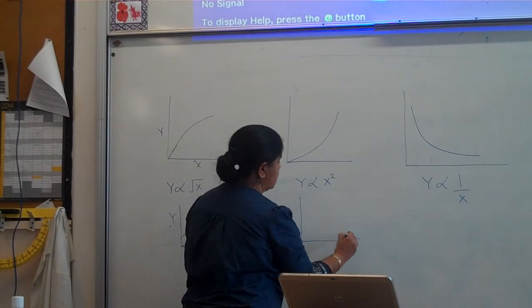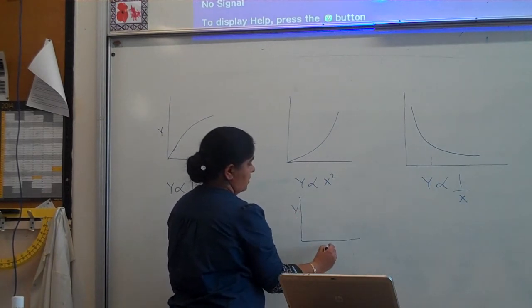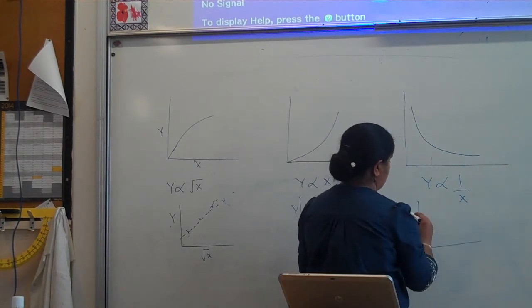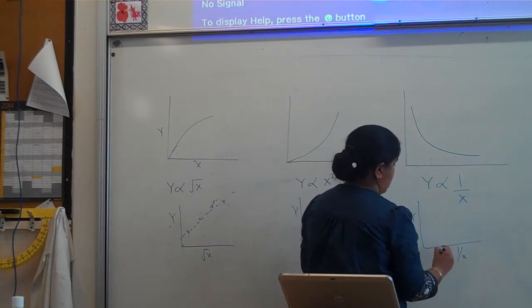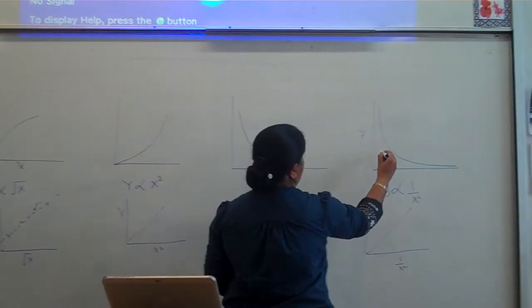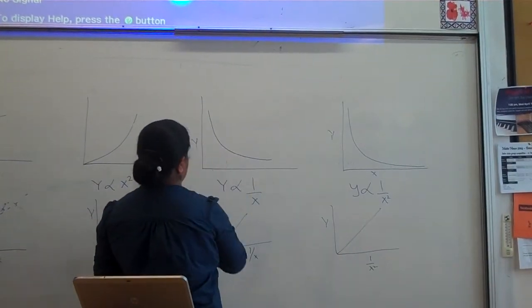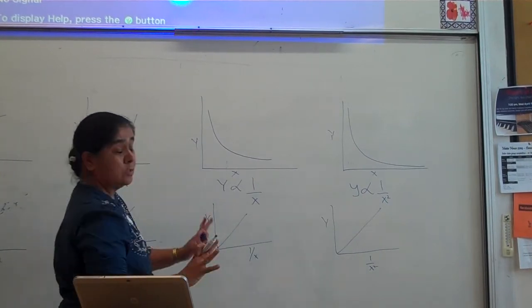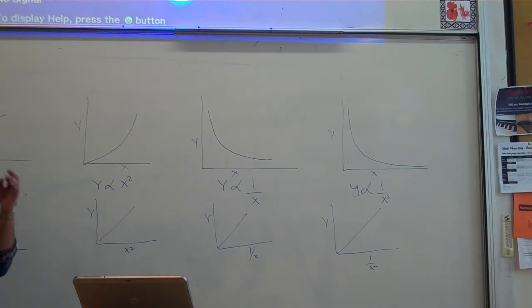This graph, easy now, you've got the method. X squared should give me a straight line. This one, I should plot y against 1 over x, and that should give me a straight line. I should plot y against 1 over x squared, and that should give me a straight line. This is y and x, y and x, y and x, y and x. So these are the only four graphs you have to keep in your head. Nothing more than that. Yes?